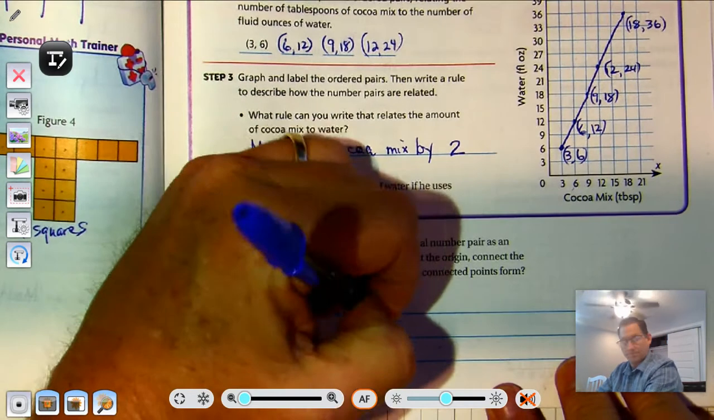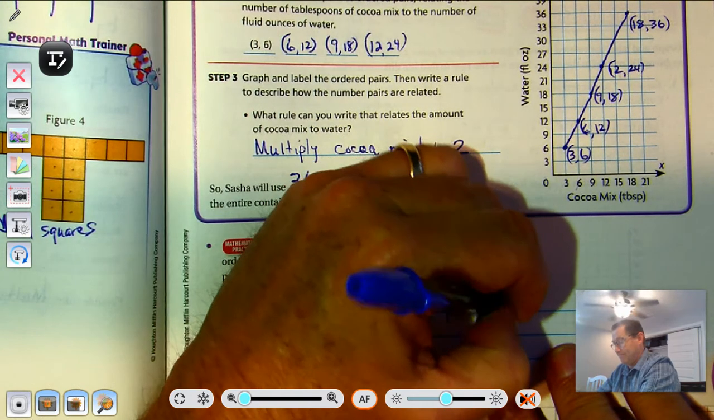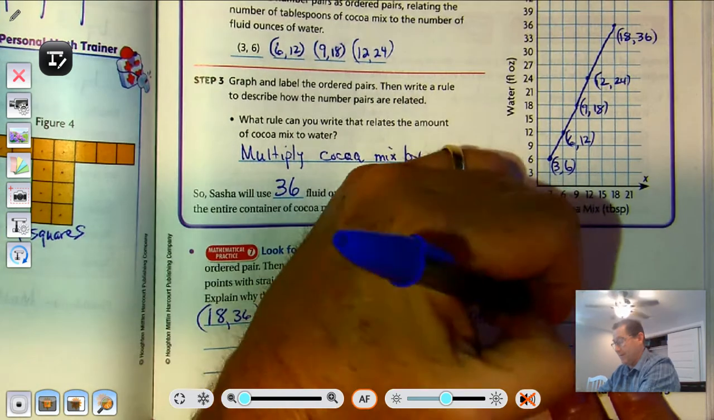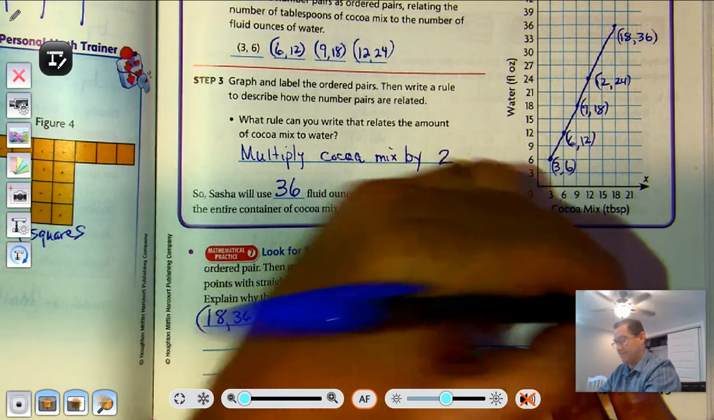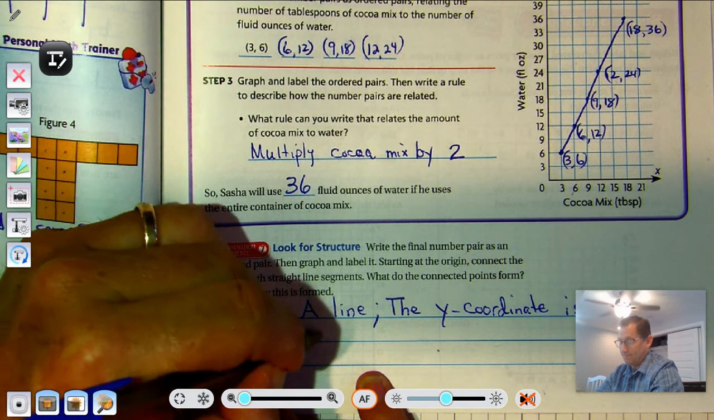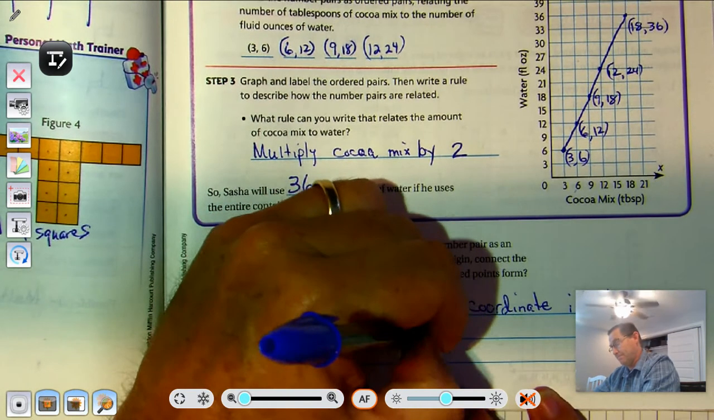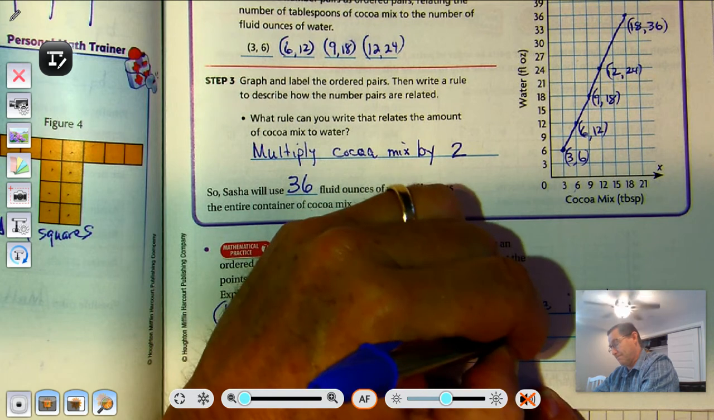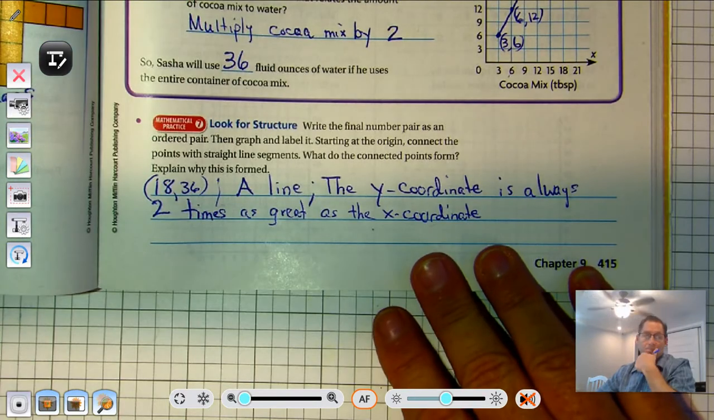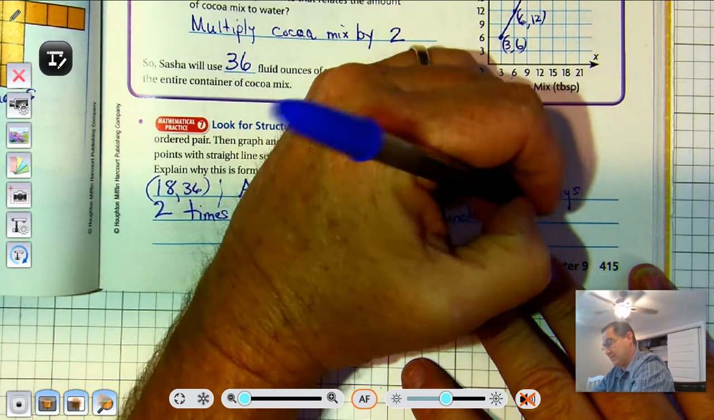And so we can say the y-coordinate, the second number, the y-coordinate, is always 2 times as great as the x-coordinate. So it means the points will be equal distance away.